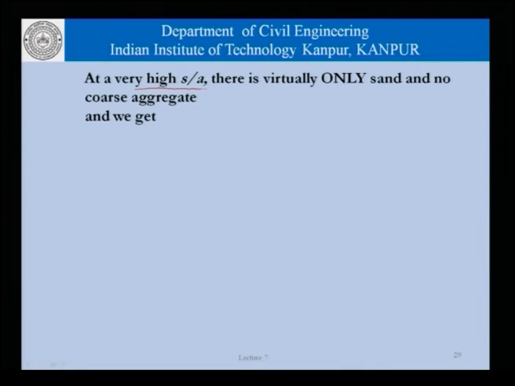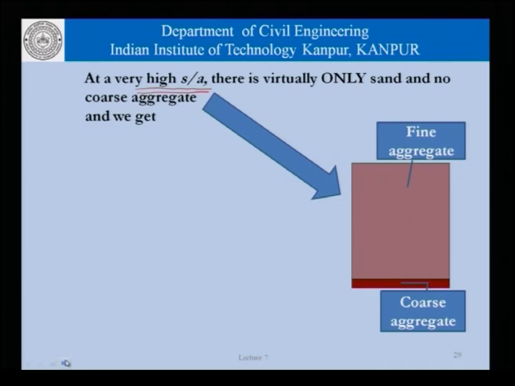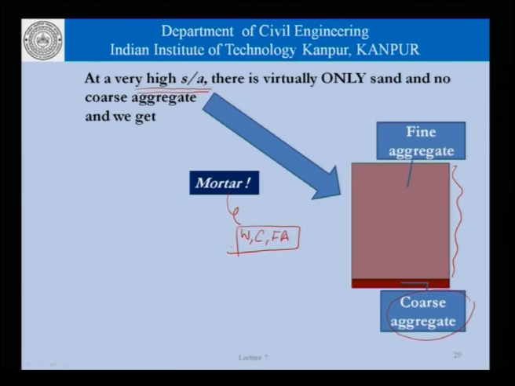On the other side, if we are working with a very high S by A, that is, we are working with a system where the inert aggregate has a lot of sand compared to the coarse aggregate, then what we are talking of is this. We have a lot of fine aggregate and very little coarse aggregate. And the extreme case, what do we get? In the extreme case, what will happen is that if the coarse aggregate from the system simply vanishes, we get mortar, which comprises only of water, cement and fine aggregate, not counting of course the air which sits in the system anyway, and this air is a part of the mortar component.